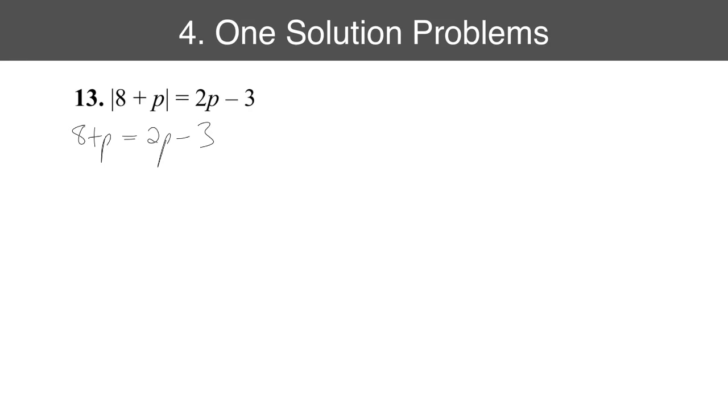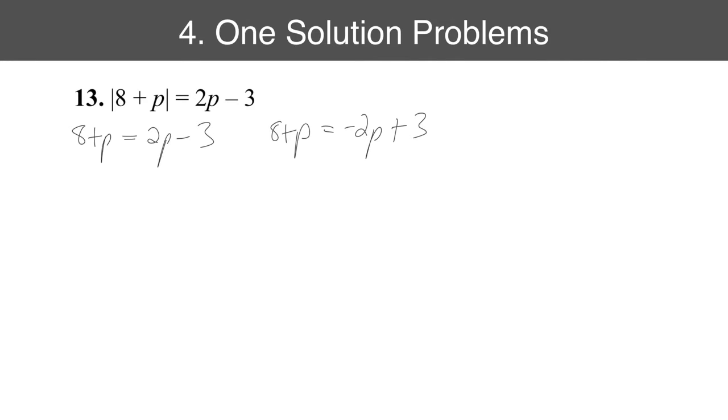Now the second one's going to be kind of interesting. We do 8 plus p again equal to, now normally here we just make whatever the number is negative, but now we have two things over here, 2p and negative 3. So instead of changing the sign of just the number, we now change the sign of both of these. So it would be negative 2p plus 3. Now we work both of these equations.